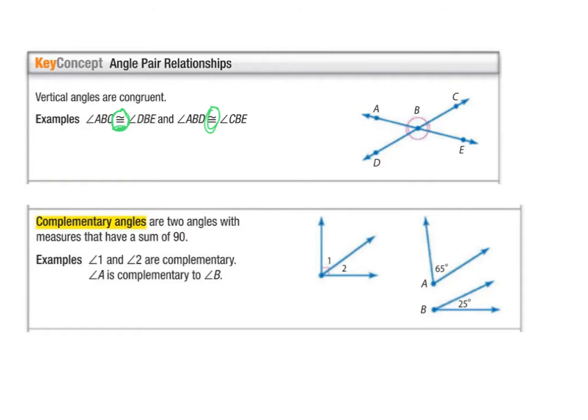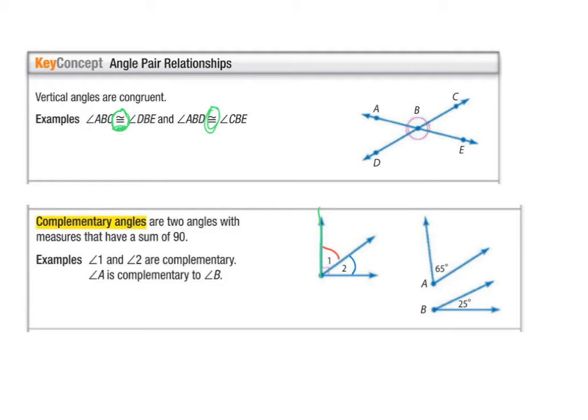Okay, complementary angles are two angles that form to have a sum of 90 degrees or form to be a right angle. They do not have to be attached to each other. They do not have to be adjacent angles. So, in the first example, 1 and 2 are complementary because they add up to be 90 degrees.